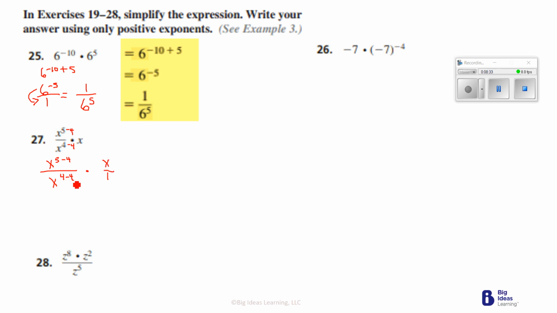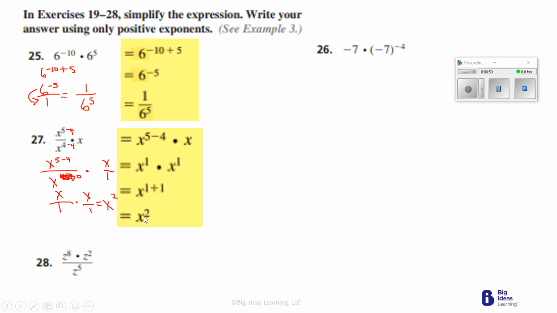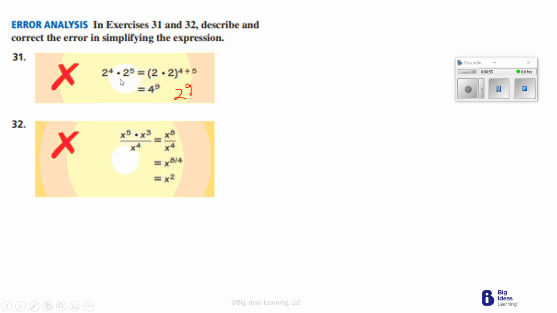Well, 4 minus 4, that's 0. Anything to the 0 power is 1. So this is going to be a 1 on the bottom. 5 minus 4 is 1, which we never put 1. Now we got x over 1 times x over 1. And that's just going to give me x to the 2nd power. There we go. 28 yours to do.